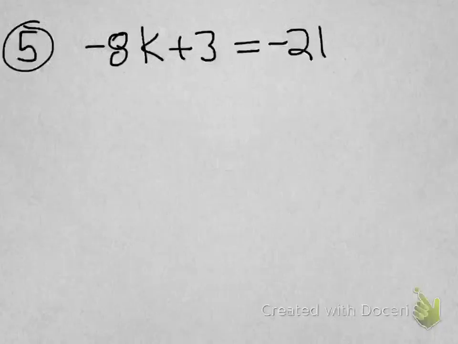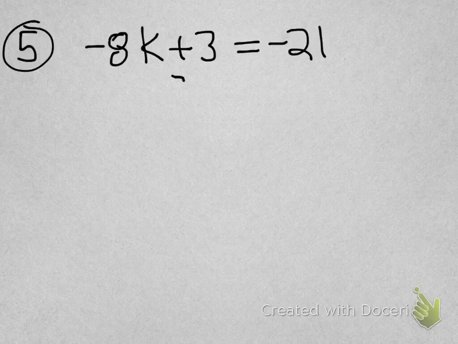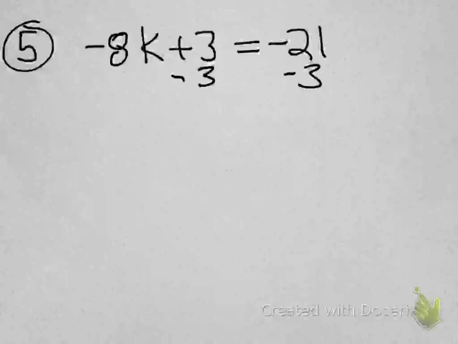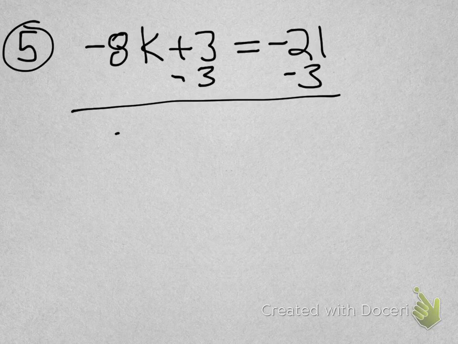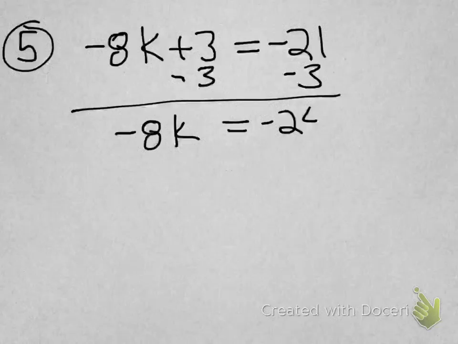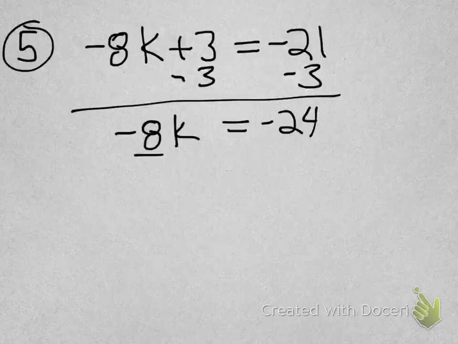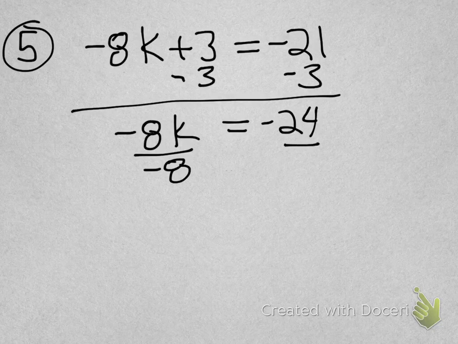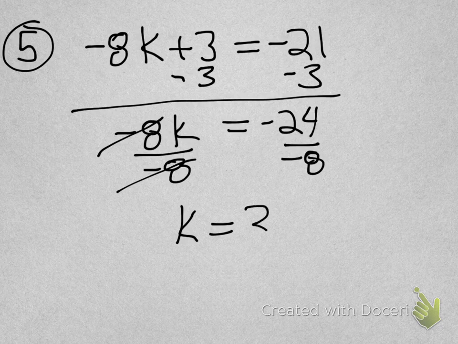If I take this plus 3 right here and I just subtract 3 from both sides of that equation, I'm going to be left with negative 8k equals negative 24. Now I can divide by negative 8 on both sides, and we've got a somewhat easy question. We get k equals 3.